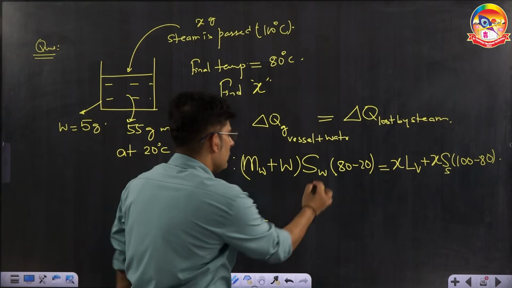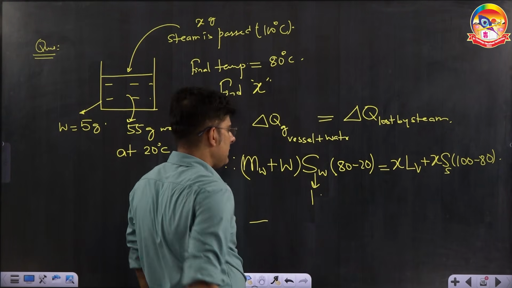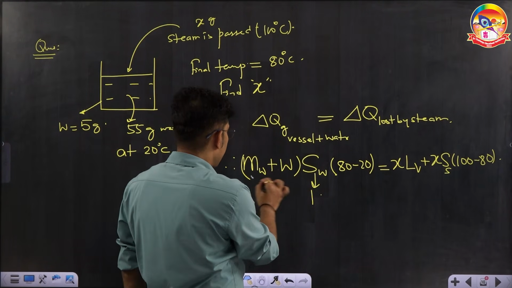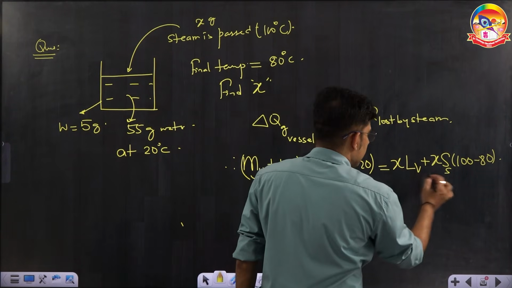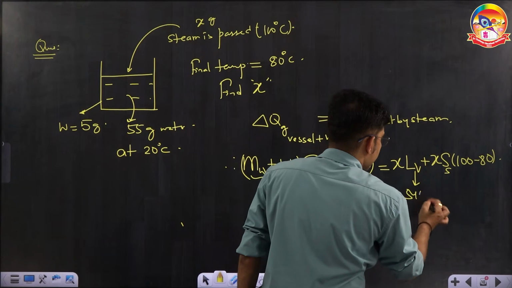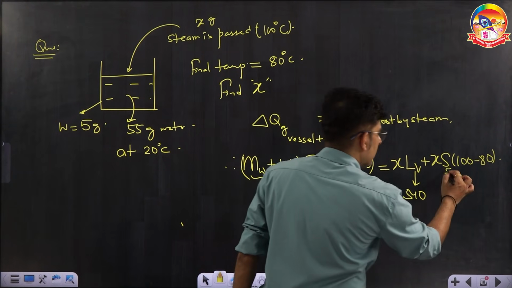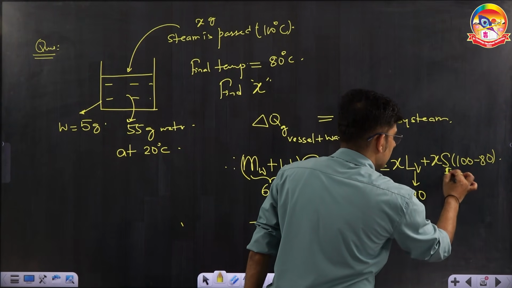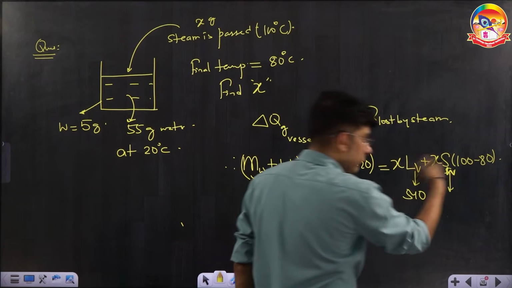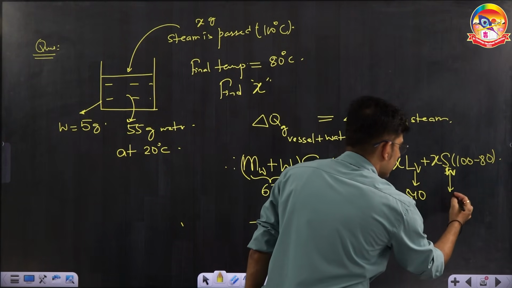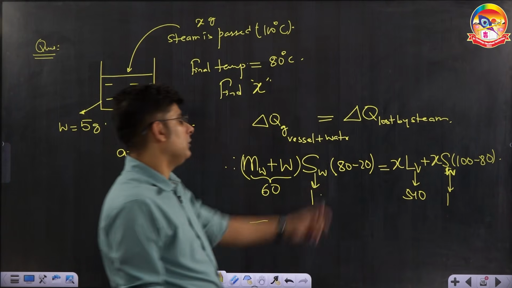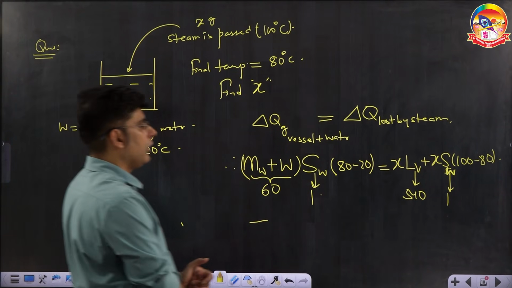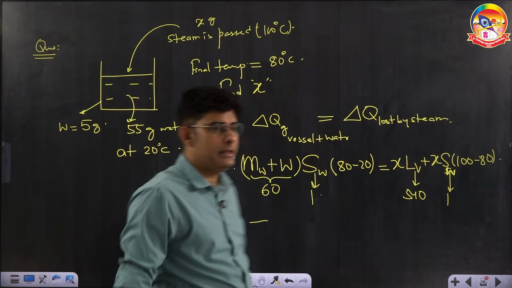So solving this, we know the specific heat of water is 1 calorie per gram per degree Celsius. This value is already given, 55 plus 5, 60 grams, and the latent heat of vaporization is 540 calorie per gram. Specific heat, I'm sorry, not of steam, extremely sorry for that, of water. It has become water here. Specific heat of water is 1. So once you put the value, you will get the value of what we call X, right?